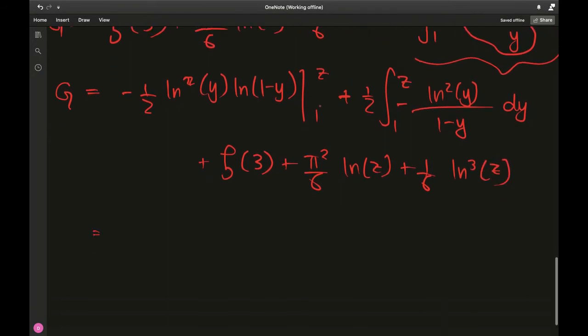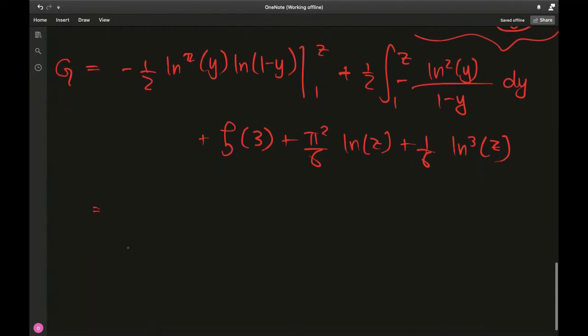So at z, it's nice. This has actually a nice form at z. Well, at 1 we have natural log of 1 which is 0, natural log of 0 which is infinity. A 0 times infinity situation, which can be resolved using L'Hopital's rule to 0.